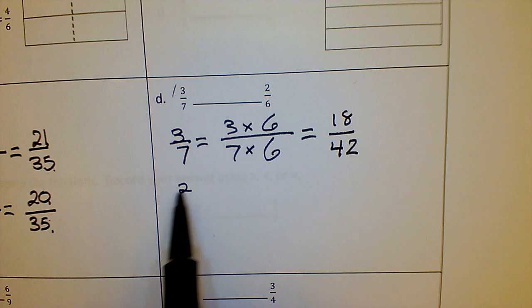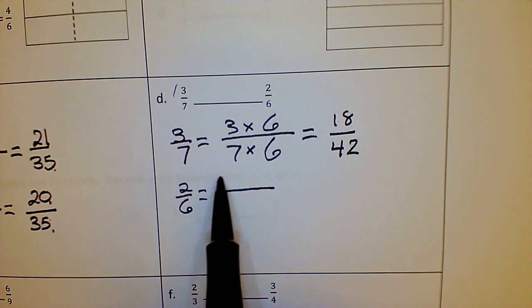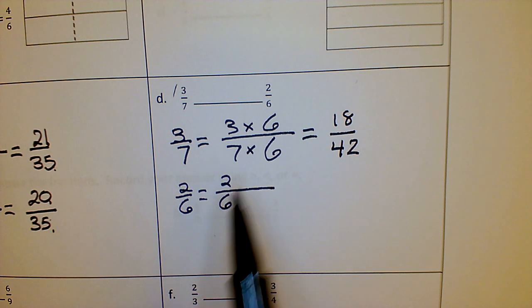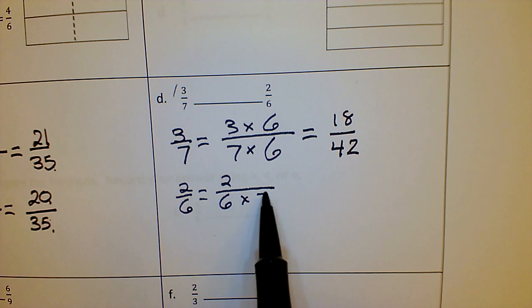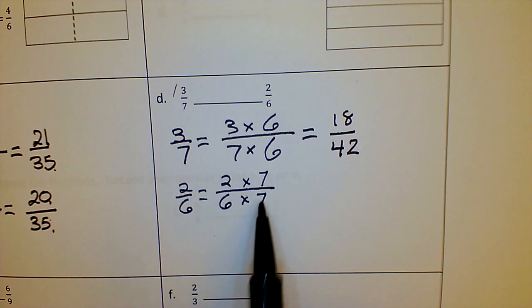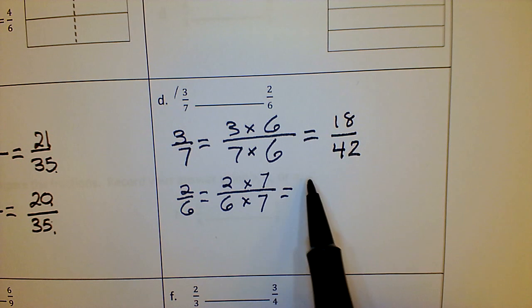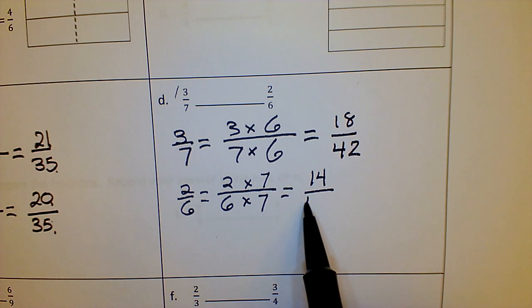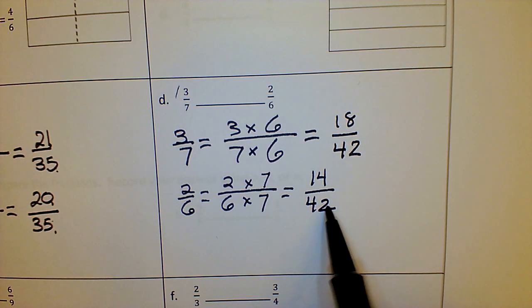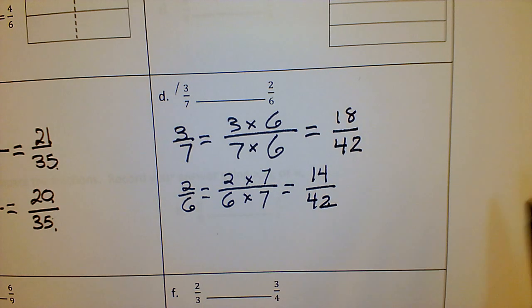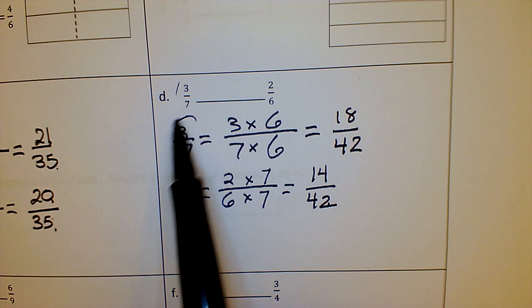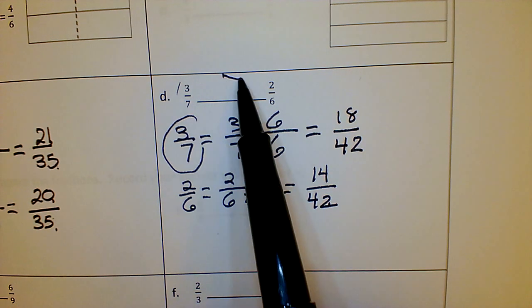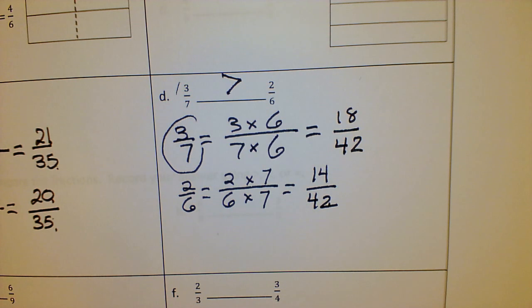So now let's do the same thing with 2/6. What I'm going to do is decompose it. So first I write the original fraction, and then I'm going to multiply by the other denominator, and the other denominator is 7. So I'm going to do times 7 over 7. So 2 times 7 is 14, and 6 times 7 is again 42. Now I have a common denominator, so I know all my pieces are the same exact size. I can see that 18 is larger than 14, which means that 3/7 is larger than 2/6. And we can just write it in.